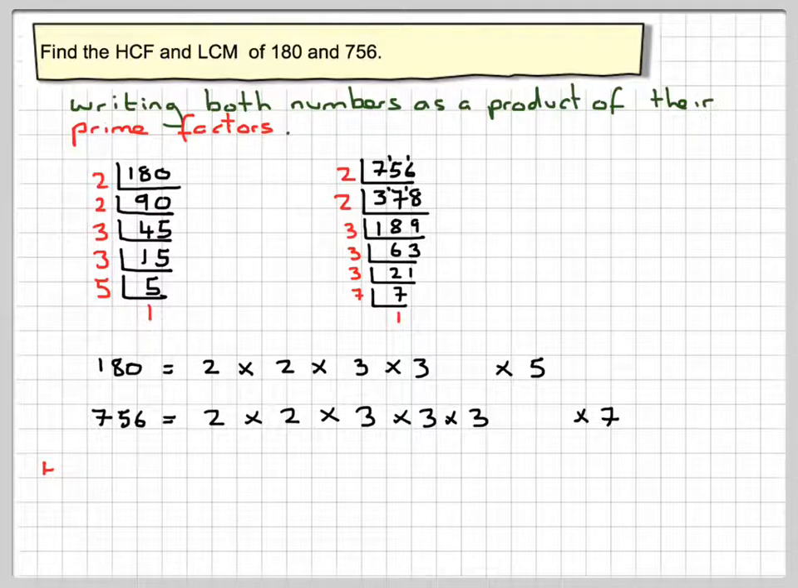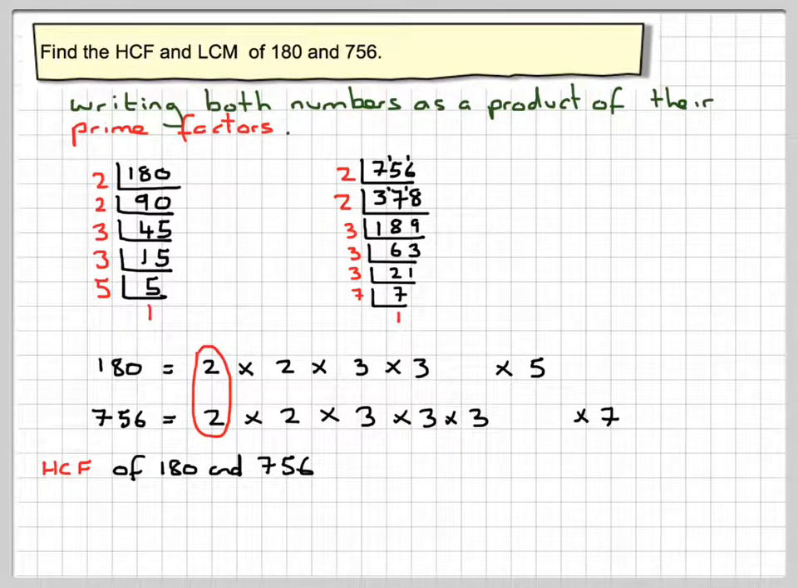Right, so having found the prime factors, we now need to find the HCF first. Now, to find the HCF, what you do is you look to see which ones they have in common. So, we have a 2 in common, that 2 in common, a 3 in common, a 3 in common there, and then there's nothing else. We've got a 3 and a 5 and a 7 left.